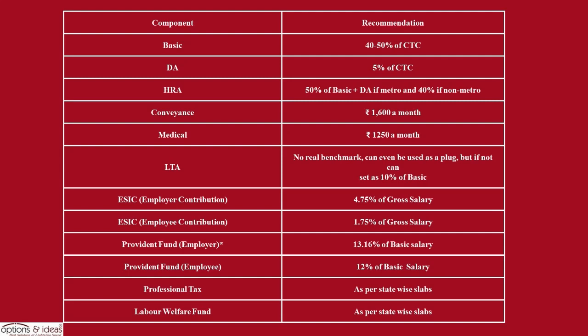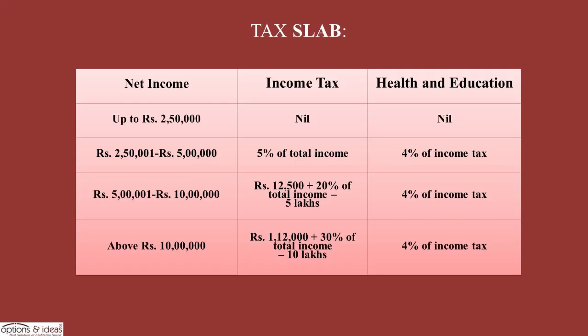ESIC: employer contribution, 4.75% of gross salary. ESIC employee contribution, 1.75% of gross salary. Provident fund, employer, 13.16% of basic salary. Provident fund, employee, 12% of basic salary. Professional tax as per state-wise slabs. Labor welfare fund as per state-wise slabs.